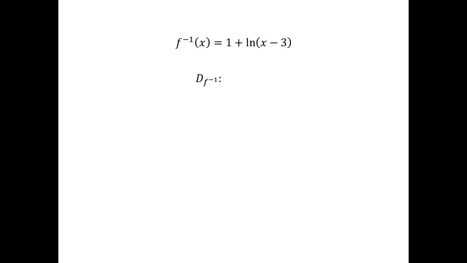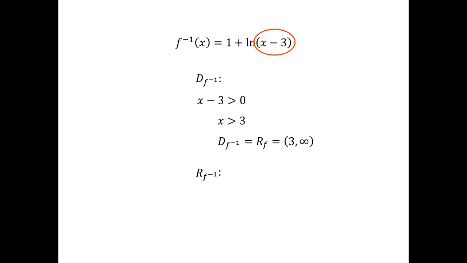To find the domain of f inverse, we have to consider the term in the log. The term should always be positive. So we write it as x minus 3 is greater than 0, simplify, and we will get x is greater than 3. The domain of f inverse will be the same as the range of f. X greater than 3 can also be written as an open interval from 3 to infinity.